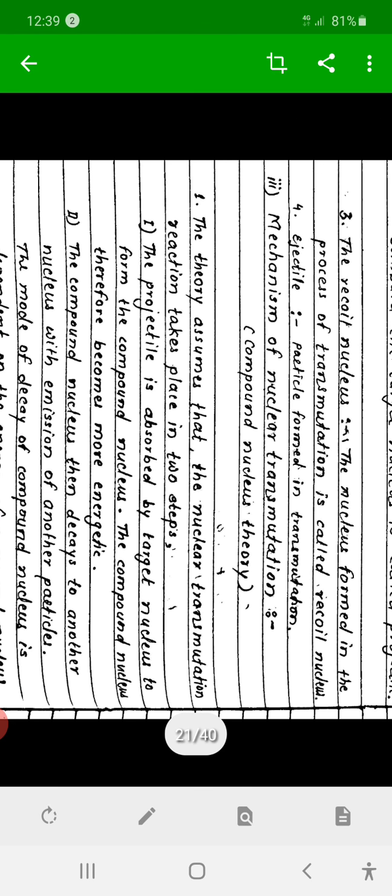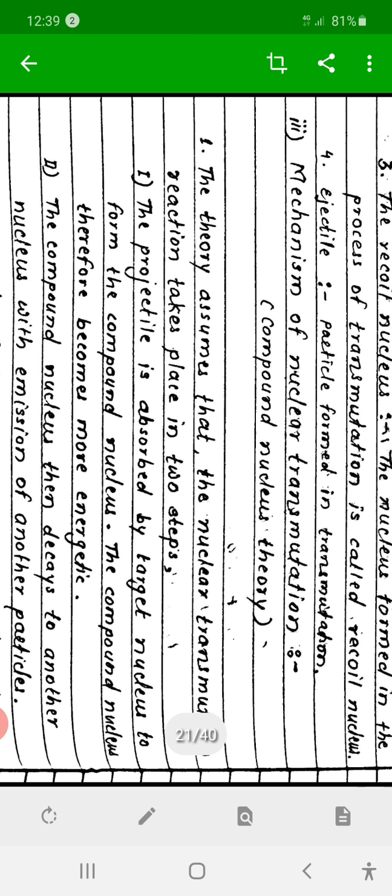Then, theories of nuclear transmutation reactions. There are two theories. The first one is the compound nucleus theory. A theory means any judgment or principle which is useful to explain nuclear transmutation reactions. With the help of that theory, we can explain the process of nuclear transmutation. Out of the two theories, the first is the compound nucleus theory, which is also known as the mechanism of nuclear transmutation. We explain with the help of the compound nucleus theory.